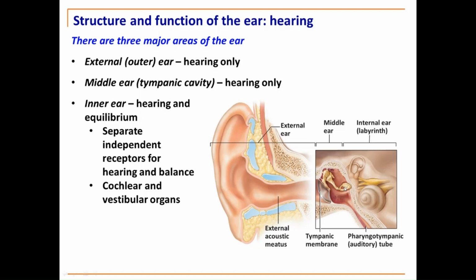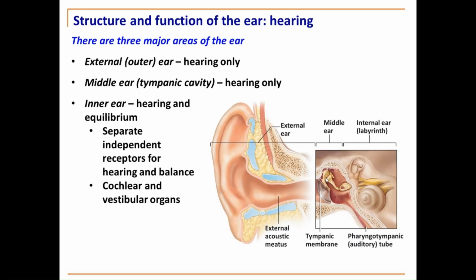And of course, we also have the auditory tube that connects down to the pharyngeal region. This is where you have equalization of air pressure between the middle ear and the external environment. You get that equalization of air pressure by moving the jaw and swallowing, because it lets air into that auditory tube.